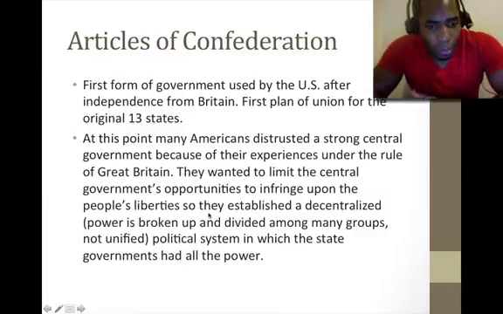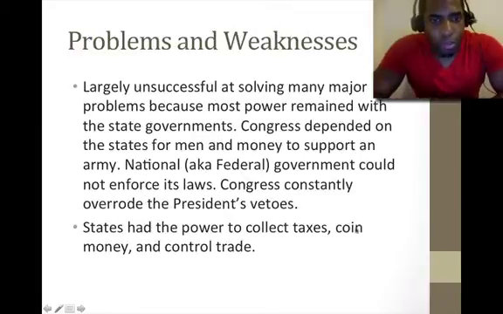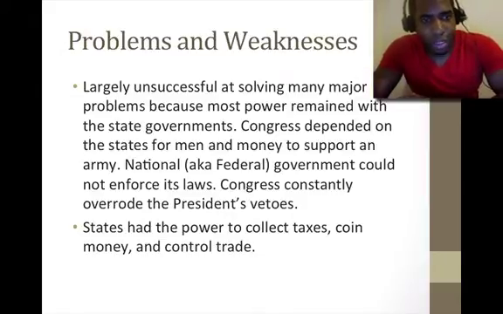So what they did was they broke up the power and divided it among many groups, and those many groups were considered to be the states. So every state had its own individual power. The 13 colonies turned into 13 states, and those 13 states had their own individual power.